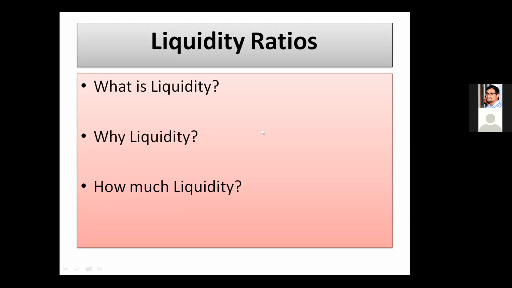Now, to pay creditors, you don't have liquidity, you don't have a cash balance. To repay the bank overdraft, you don't have cash, you don't have liquidity. Then what happens to your reputation in the market? If you go on missing the payment of obligations like this, your reputation gets affected.